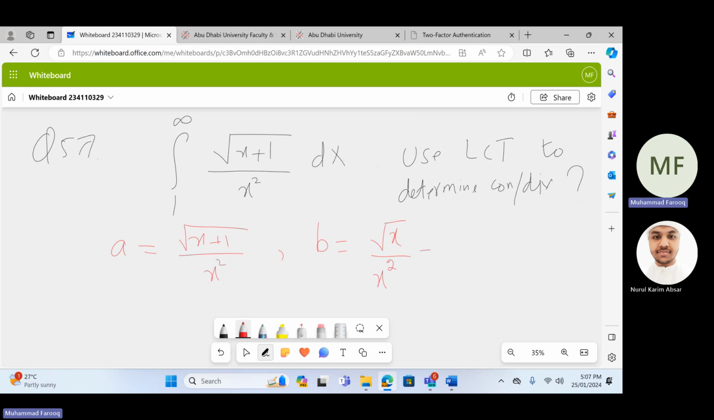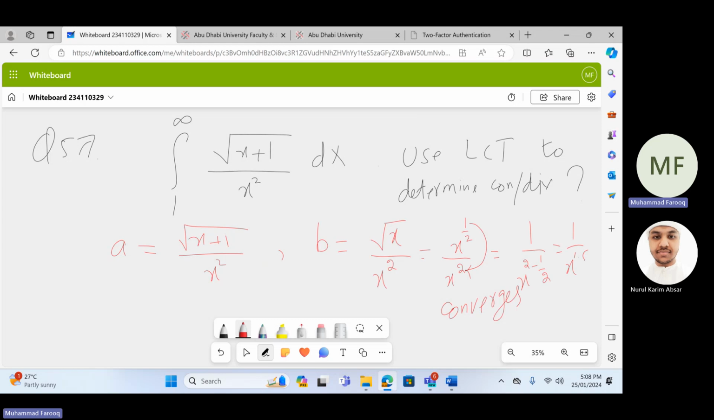How? Look at here, x has what power? Move the 1 by 2 power down. It becomes 1 over x power 2 minus half. What is that? 3 over 2, which is 1.5. So, converge or diverge? Yes, it converges. So now you have decided: converges.